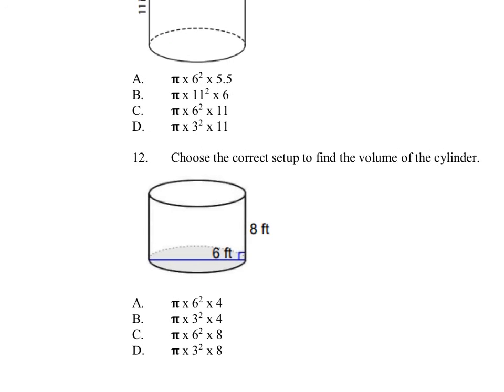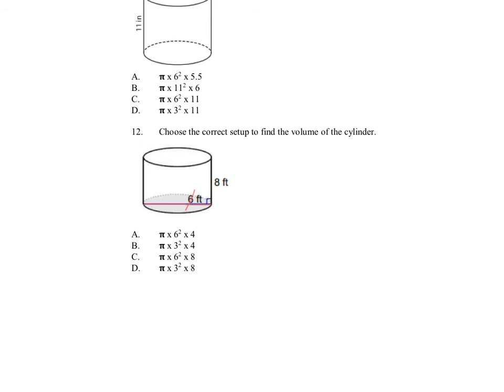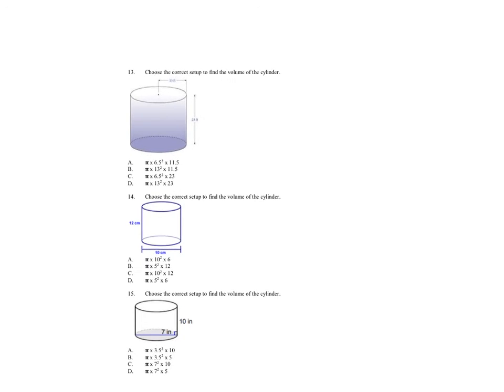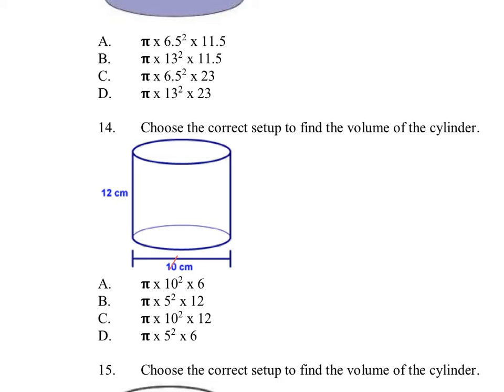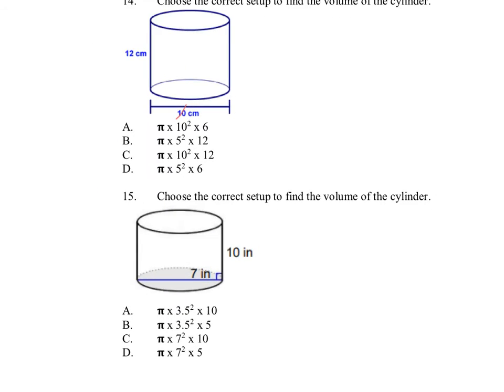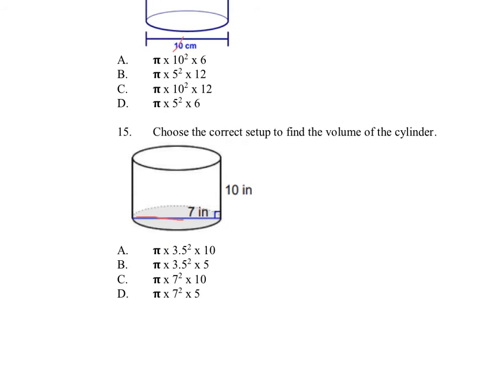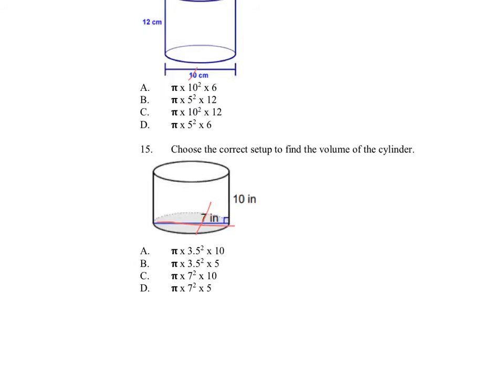Okay, same thing on number 12. It looks funky, but the fact that they drew a line all the way across tells you that's the diameter. You only want half of that, so divide the 6 in half. None of these are weird. This is the diameter they gave you on number 14, so you need to cut that in half, divide it by 2. And same thing on number 15. They give the line all the way across, divide that 7 by 2.